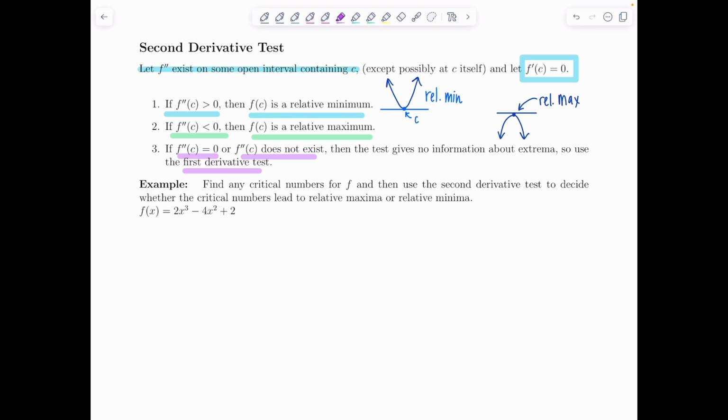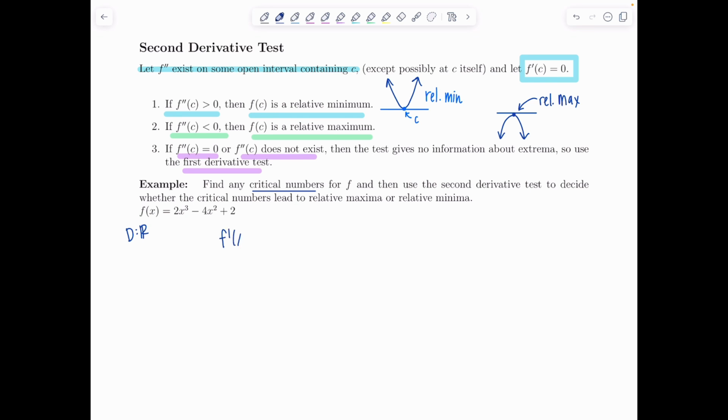The example says, find any critical numbers for f and then use the second derivative test to decide whether the critical numbers lead to relative maxima or minima. So since they told us to use the second derivative test, we've got to be obedient. So here we go. First, let's list the domain. It's all real numbers. And let's find the critical numbers. Remember, that comes from where the derivative is 0 or doesn't exist.